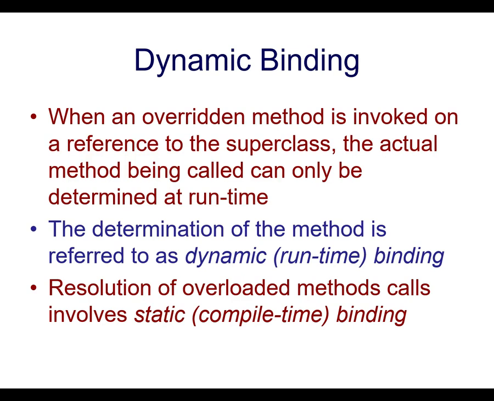Recall that in programming language terminology, dynamic events are ones that occur at runtime. The way this determination is made is by examining the type of the object. It is the method in the class that defines the type of the object that is called. By comparison with overloading, the determination of which method to call is referred to as static binding, meaning that it can be done at compile time because the methods' signatures are different.